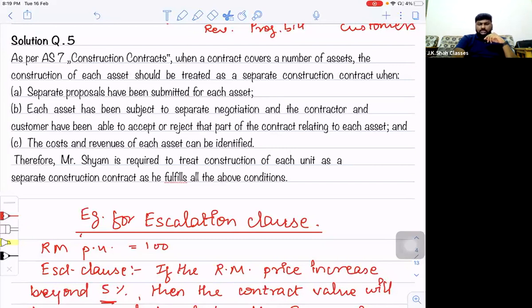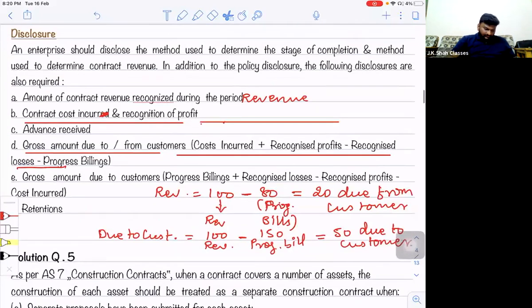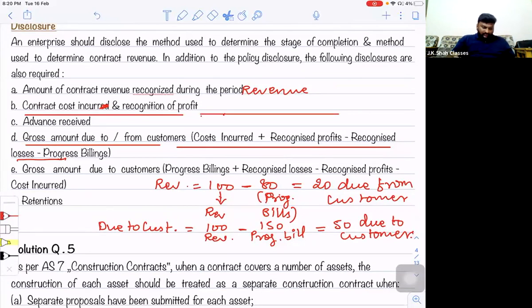No, in the morning batch, disclosure is not done. So I think I'll keep the batches at par, because then it will again create a problem for some people. Then it will be like, I have not completed disclosures in the morning batch. So we'll keep the batches at par. So we'll end the session now.